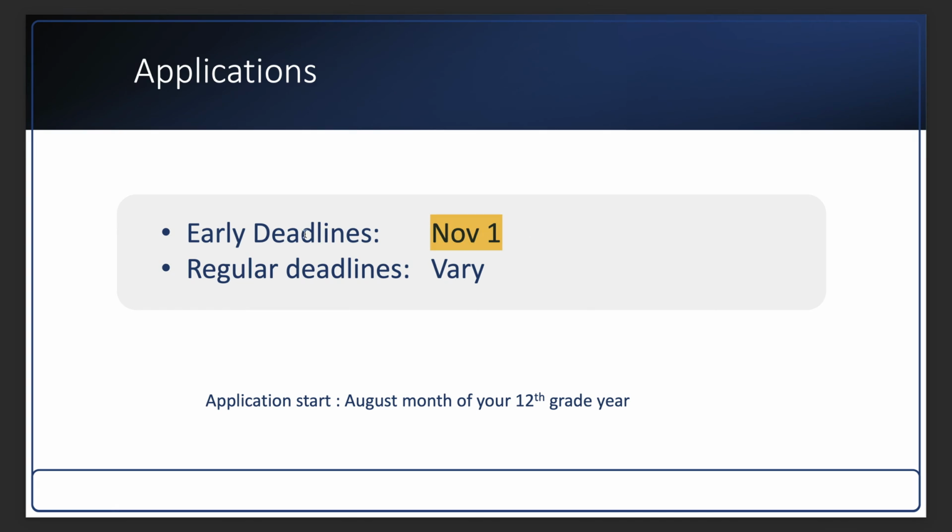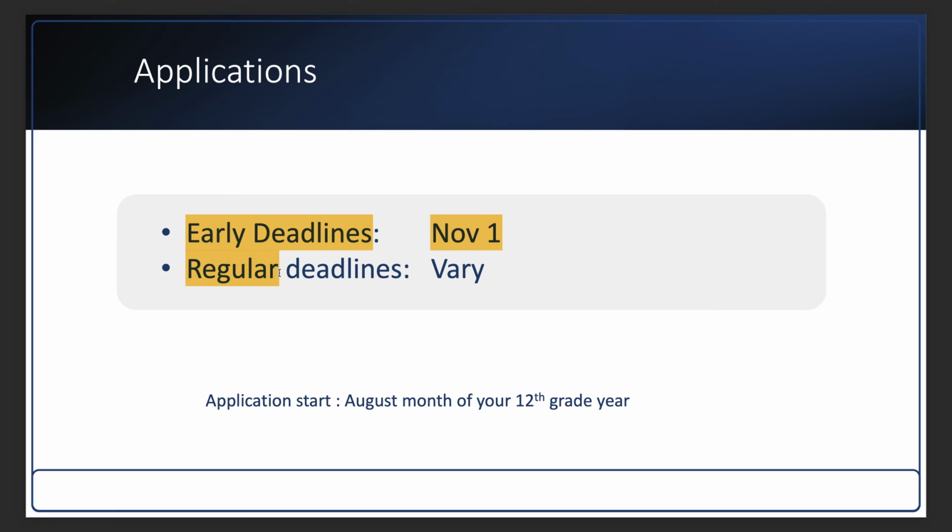Back to the point, the early deadlines are usually November 1, and the regular deadlines may vary from university to university. They start at almost about the same time, November 1, and can go all the way up to March, April, or April end.